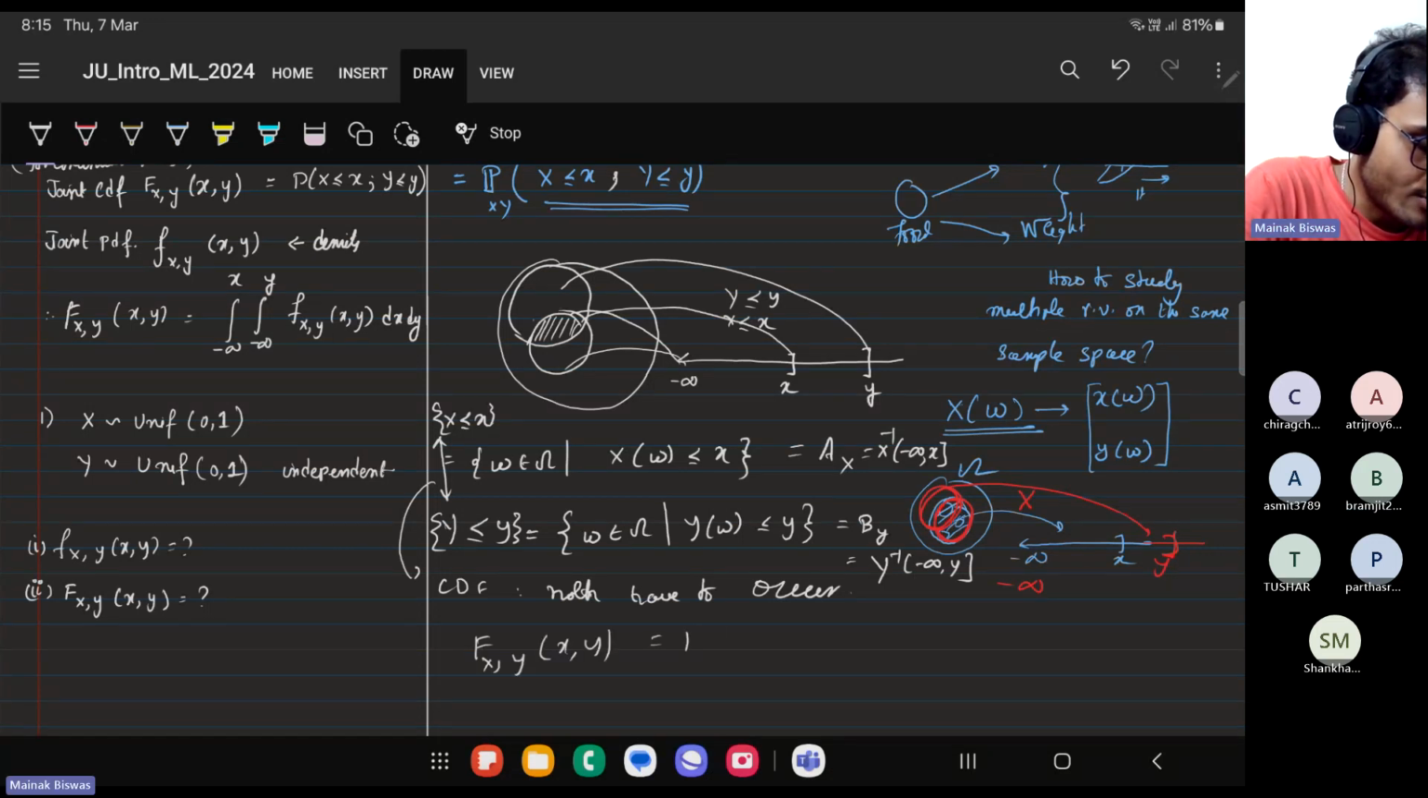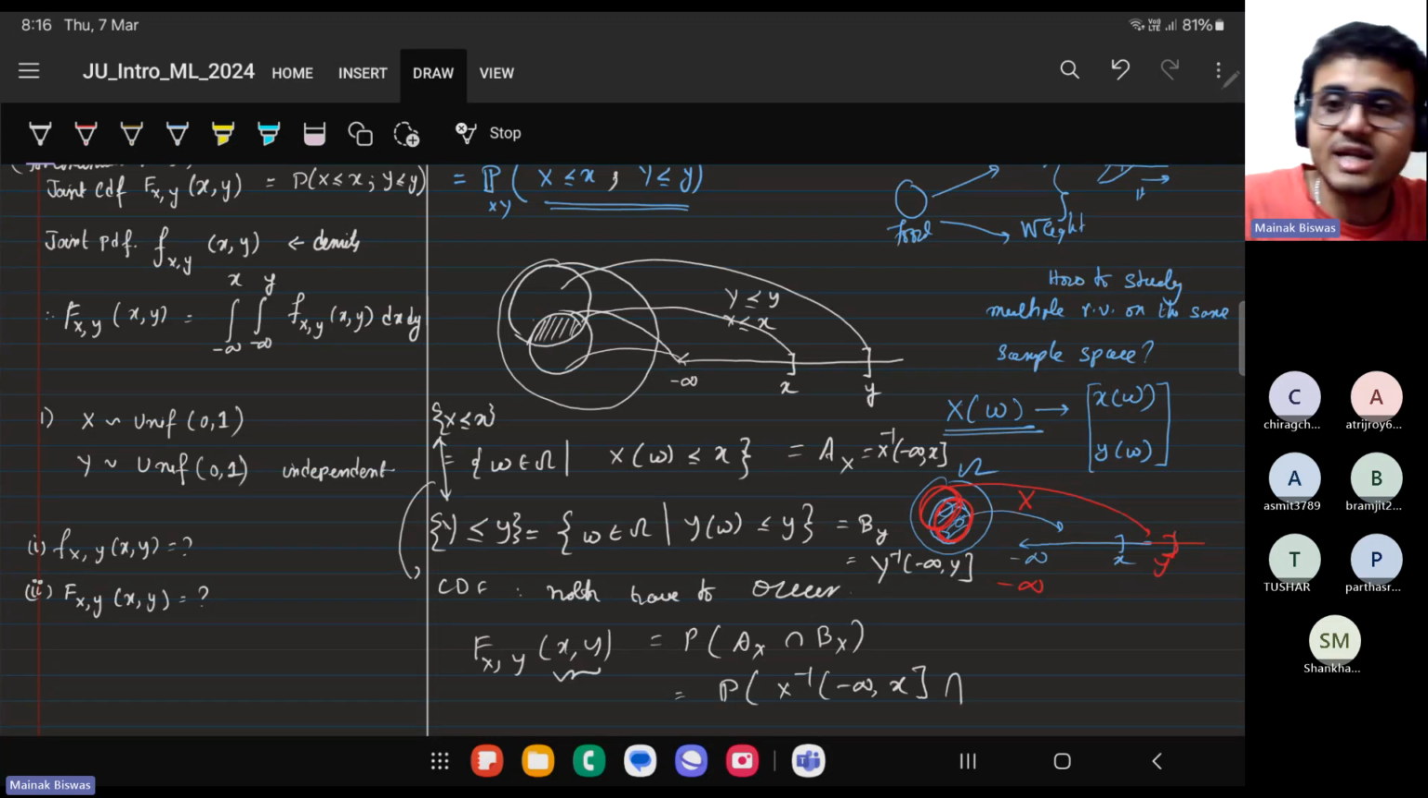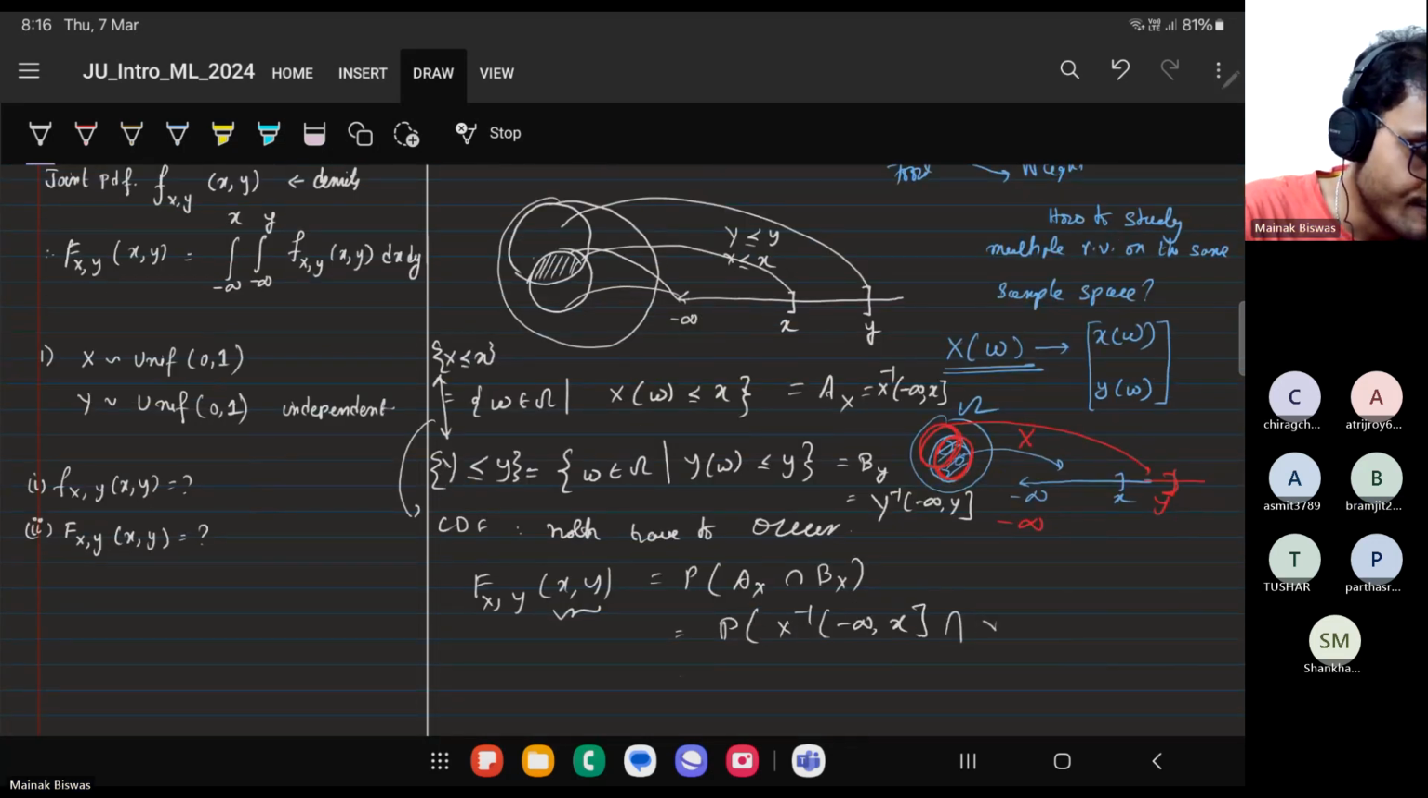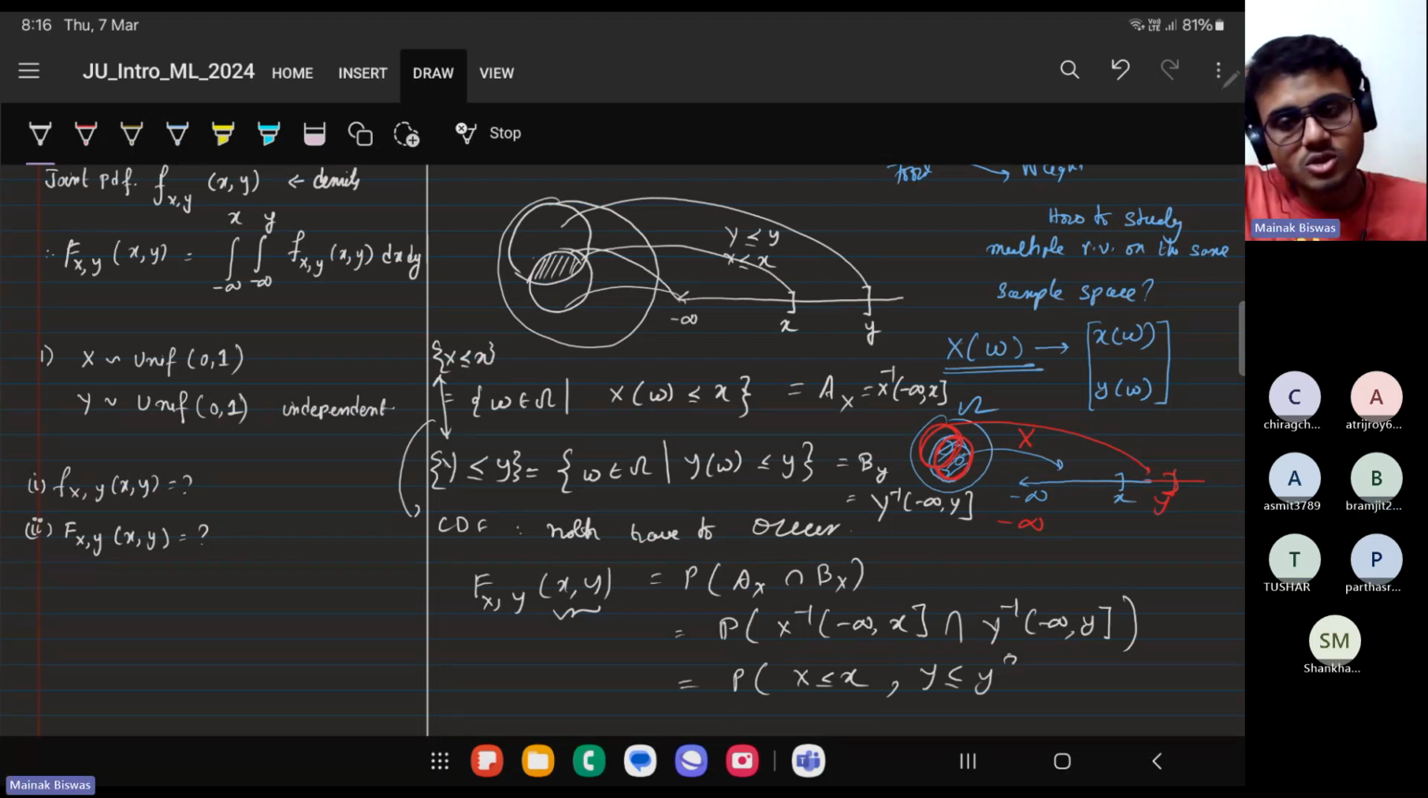The probability of A of x intersection B of x, or the probability of X inverse of minus infinity to x intersection Y inverse of minus infinity to y. Remember, this small x and y are dummy variables. They are the values that you want to calculate your CDF for, as you were telling me. I'm just recalling all these things that we have done. And this is equivalent to saying the probability of X less than x, comma, Y less than y. Okay, Oshmit? Okay, Brahmojit, you have a question?